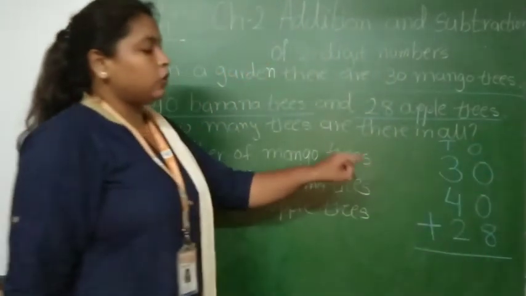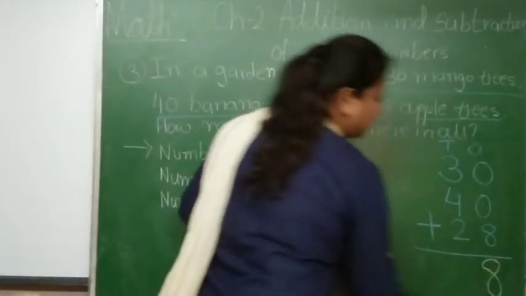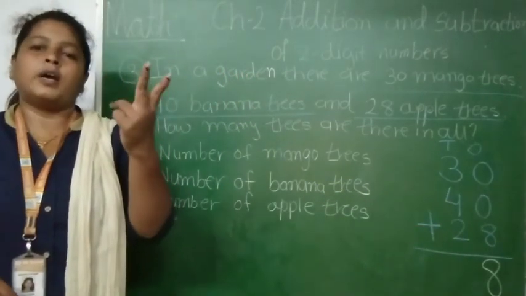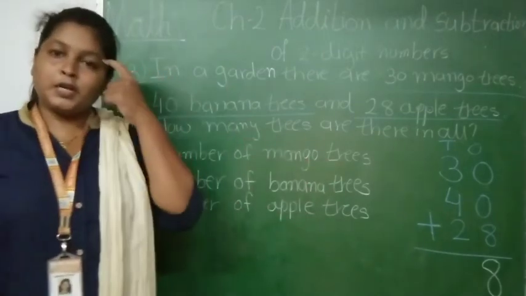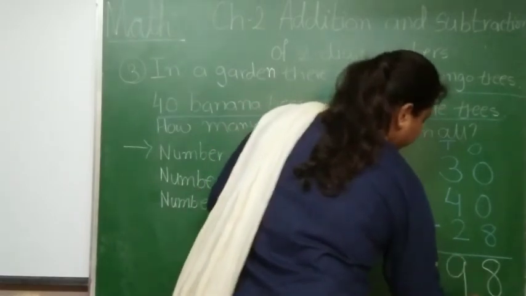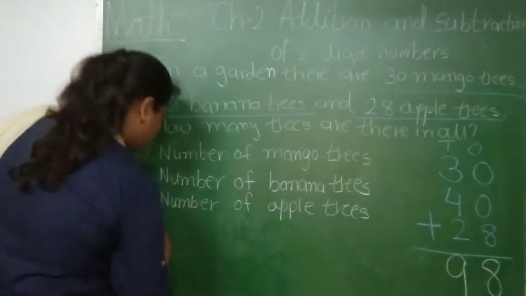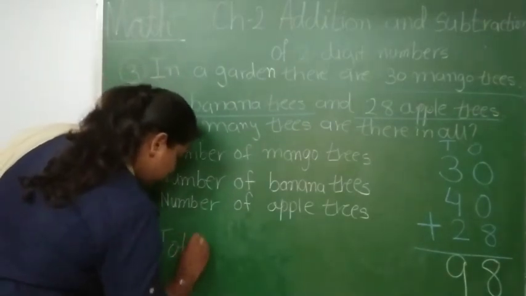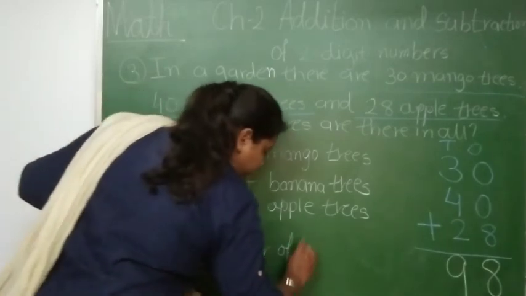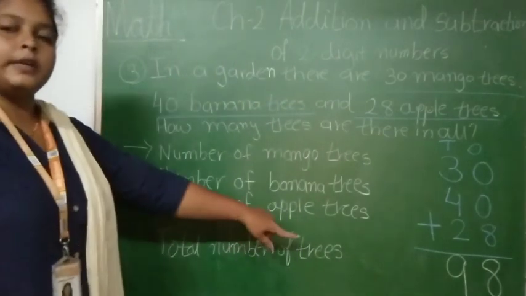Okay. So 0 plus 0 plus 8. So the same number will come, 8, and 3 plus 4. So 4 in your mind and 3 on your finger. 5, 6 and 7. Now 7 in your mind and 2 on your finger, that is 9. So we'll write 9 over here. So total how many trees are there? 98. So we will write here total number of trees. So total number of trees are 98.